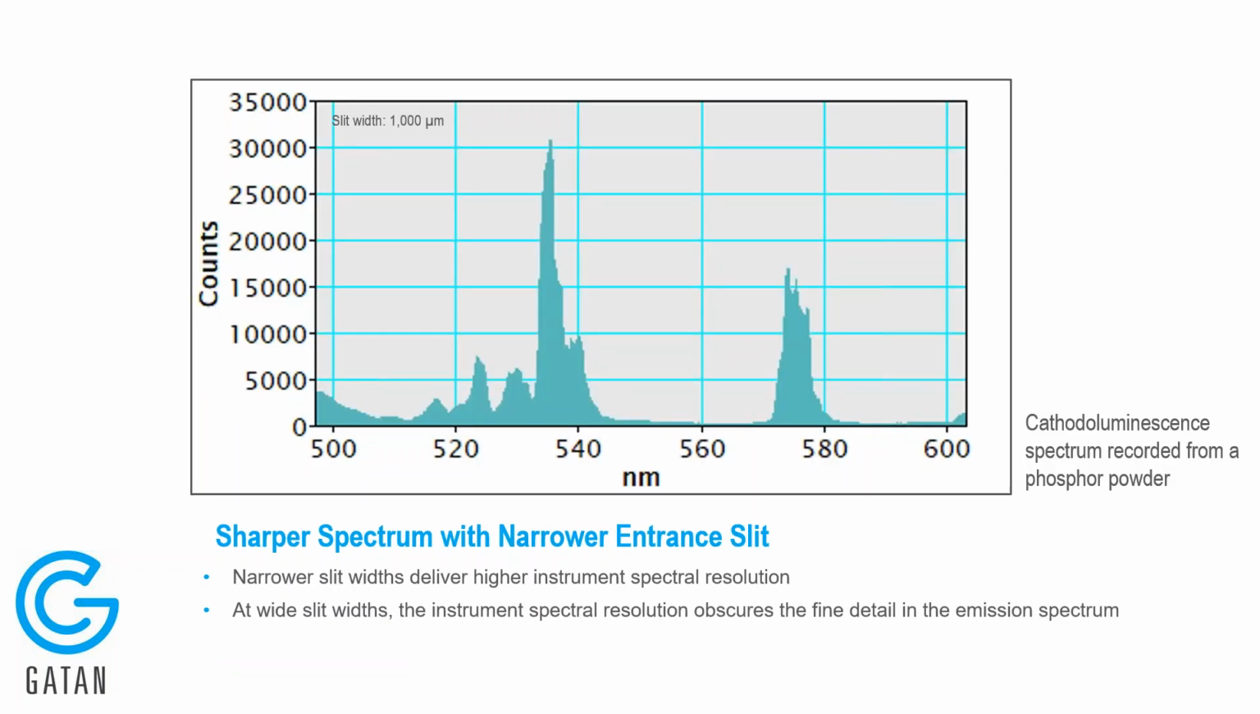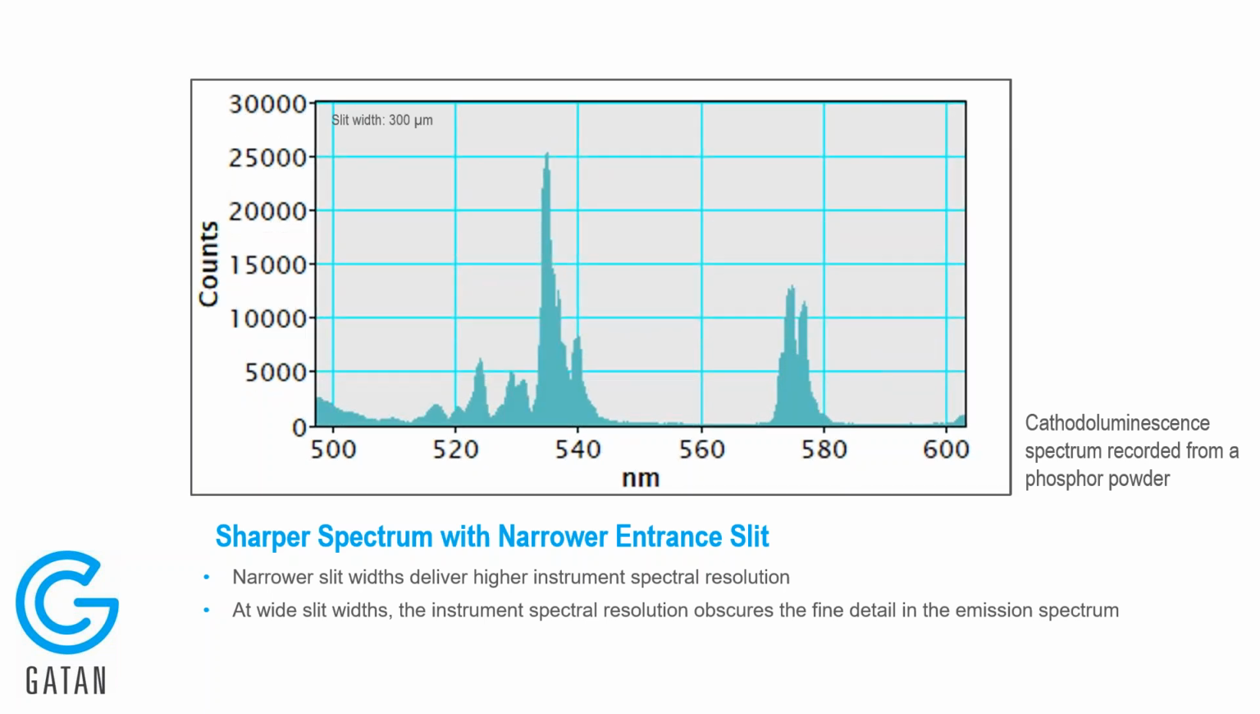So let's first of all start by looking at the size of the effect of the entrance slit on spectra that we record. So this is a cathodoluminescent spectrum from a phosphor powder. It doesn't really matter exactly what the material is. I'm going to show you a series of spectra with sequentially narrower slit width. So we start off with a 1 millimeter wide slit width, and we have some spectrum with a series of peaks that you can observe.